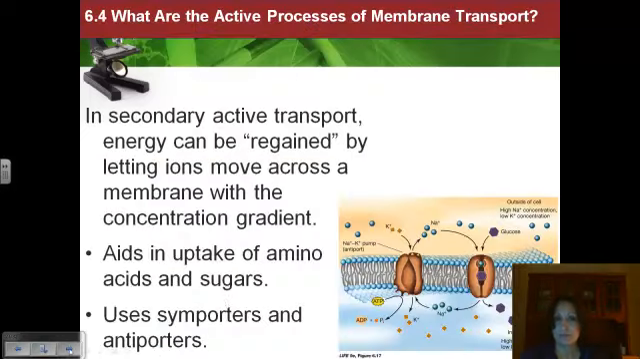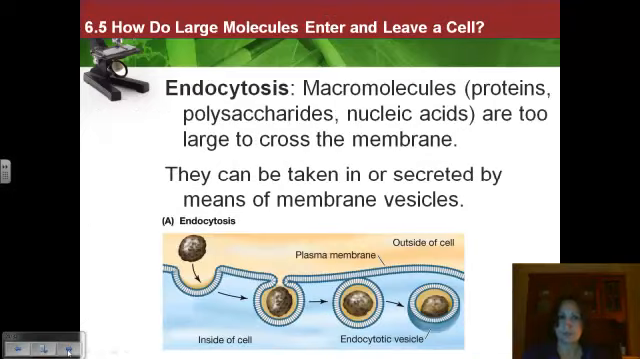and something can happen inside of the cell. Secondary active transport is where we use ATP to pump molecules against the concentration gradient, and then we allow those ions to move down and we use that to do something. So it may be a way of taking in amino acids or sugars, and these are going to be pumps like symporters or antiporters that are used in secondary active transport. Okay, so those are pumps, moving things against the concentration gradient.